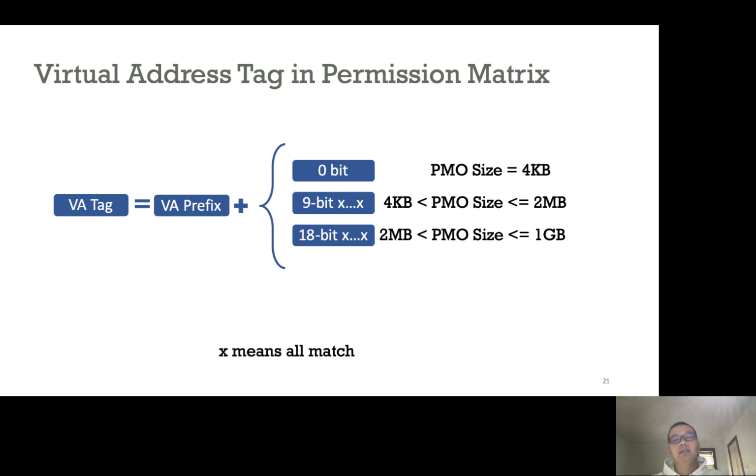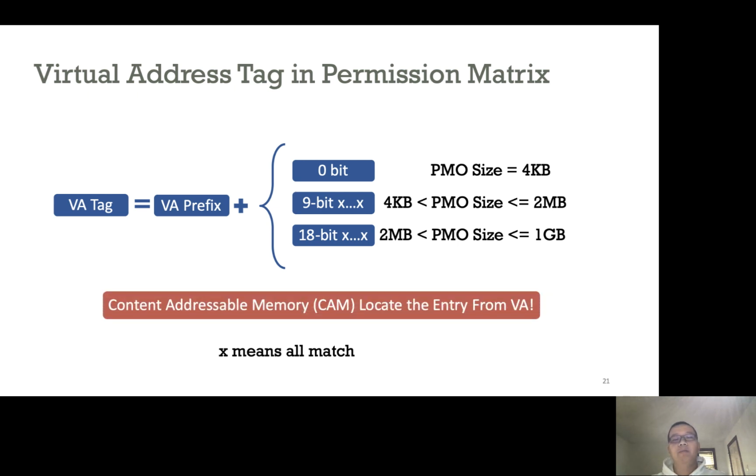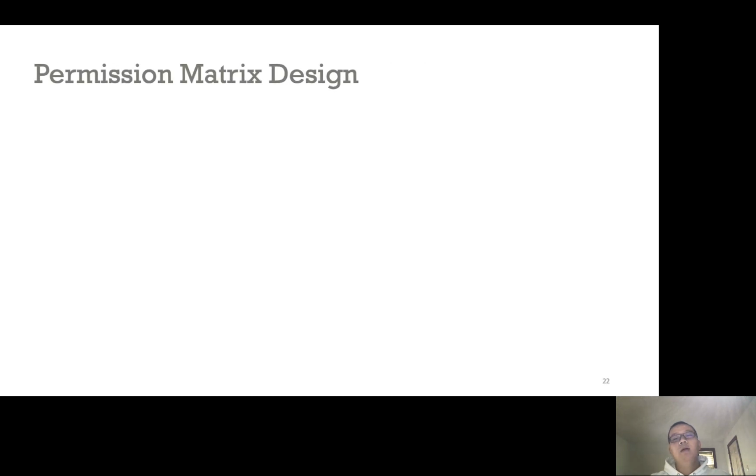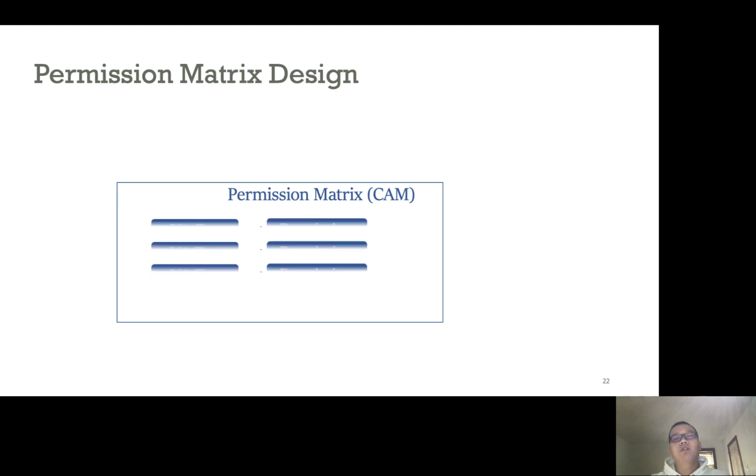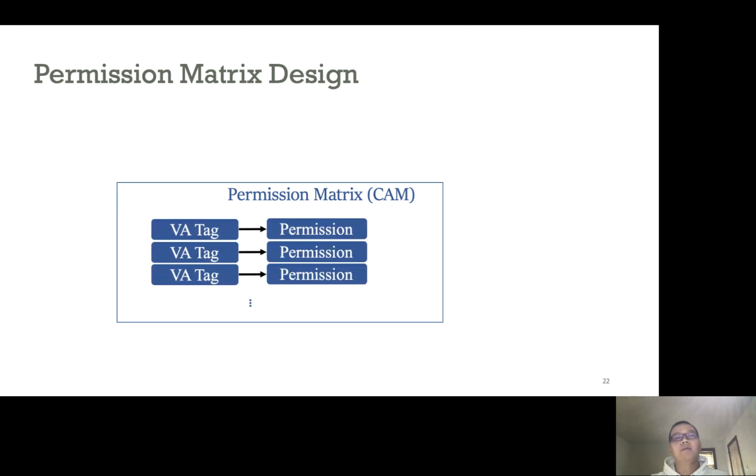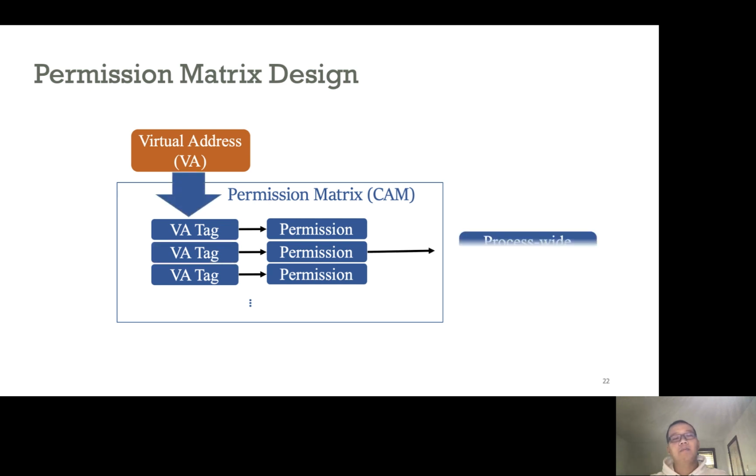non-overlapped. With this tag design, we can use content addressable memory to locate its permission in one shot. In this way, the permission matrix entries will have the virtual address tags and the permission. When a regular load or store instruction is invoked, the virtual address is compared against all entries in the content addressable memory. The permission is derived when there is a match in the permission matrix.